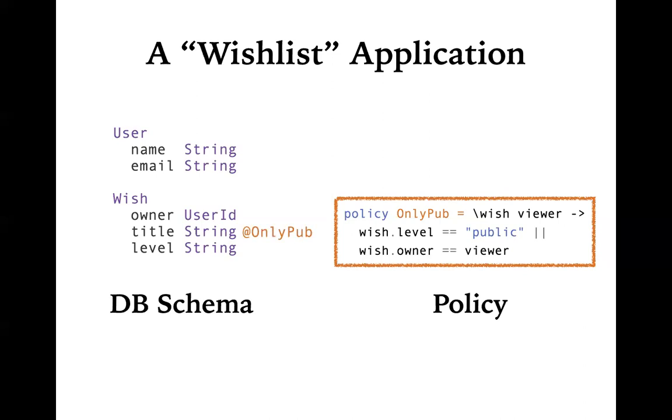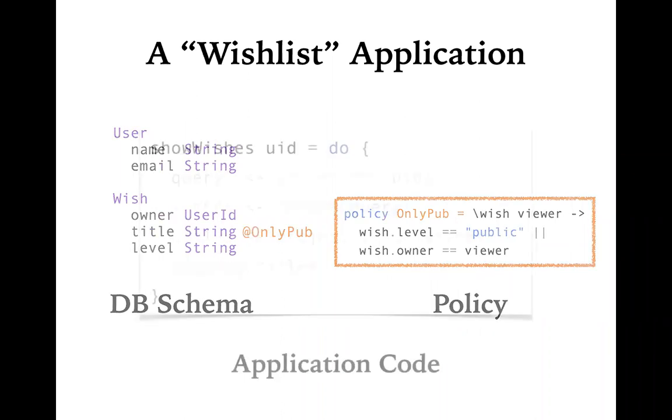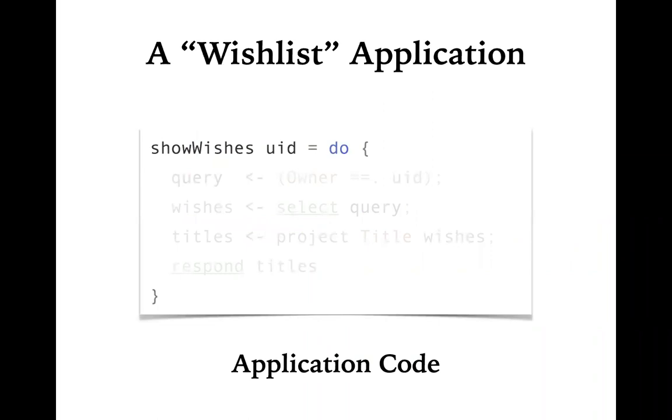Now I'm going to attach this policy, and I'm showing you the concrete syntax. You write this policy and then attach it to the title field, and you say this field should only be viewable to those users who are either the owner or if the level of this particular wish was marked public. Okay. So that was the policy specification. Now let's look at the actual web server, the application's implementation.